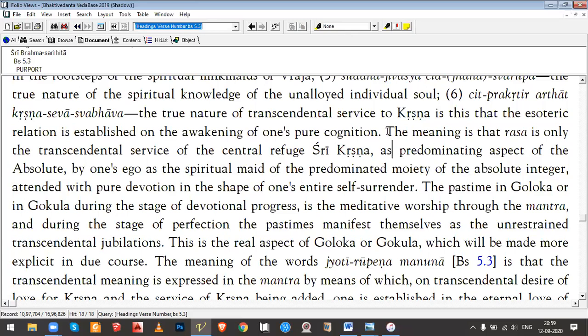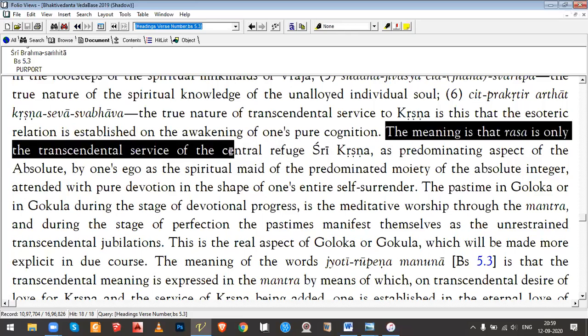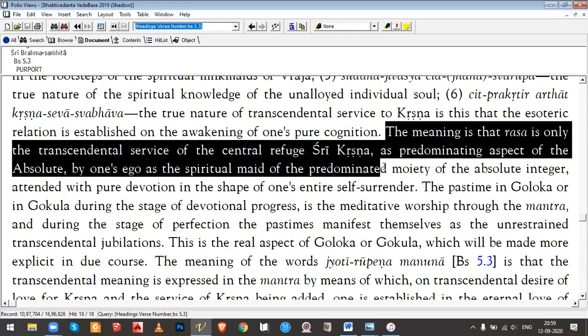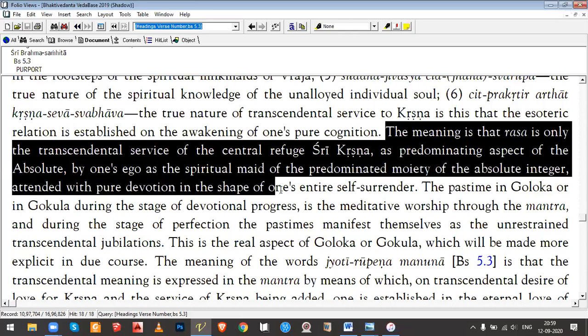Okay. The meaning is that rasa is only the transcendental service of the central refuge to Krishna as predominating aspect of the Absolute, by one's ego as the spiritual maid or the predominating moiety of the Absolute Integral, attended with pure devotion in the shape of one's entire self-surrender.